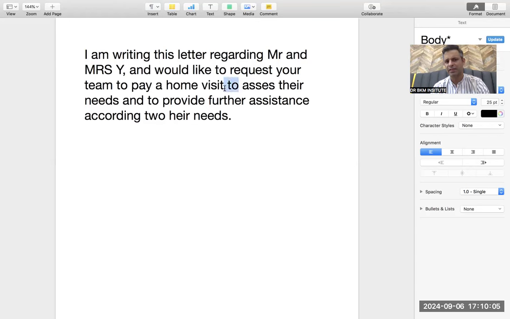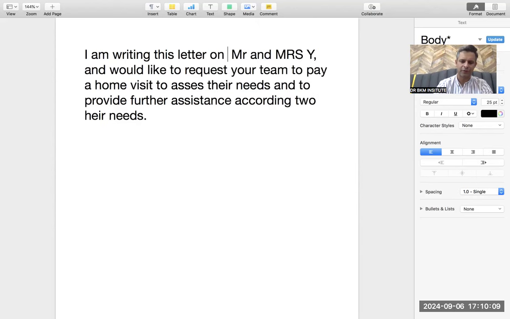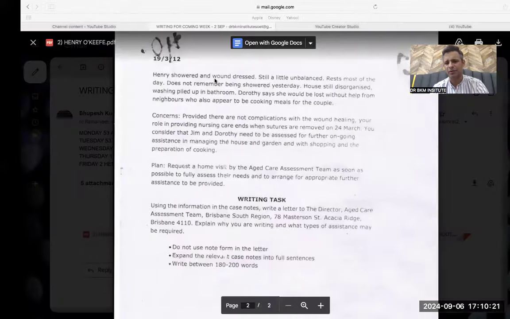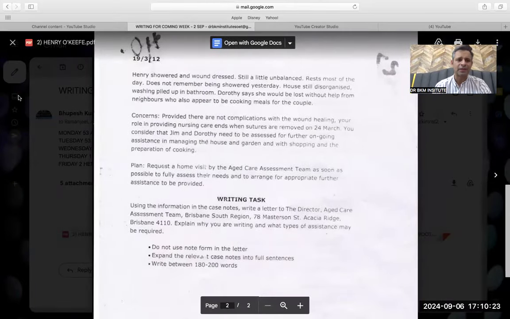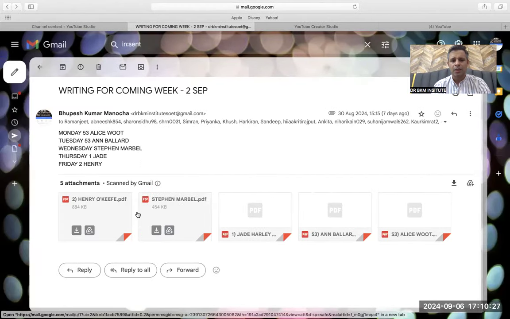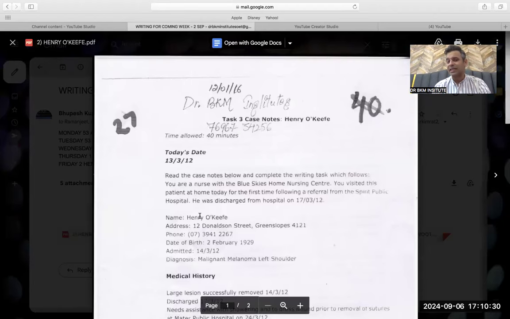Or you can say I'm writing this letter on behalf of Mr. and Mrs. This, and would like to request. Simple means why make it complex when OET is such an easy thing. Don't make it complex. Now the understanding is, normally we always write letters which are medical based, but let's see what kind of letter this is.